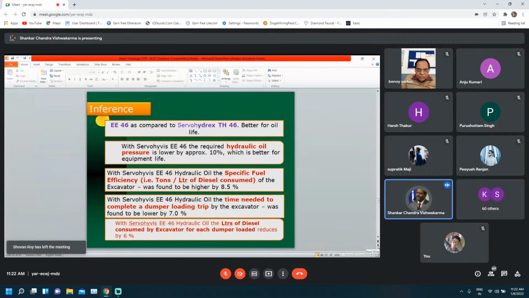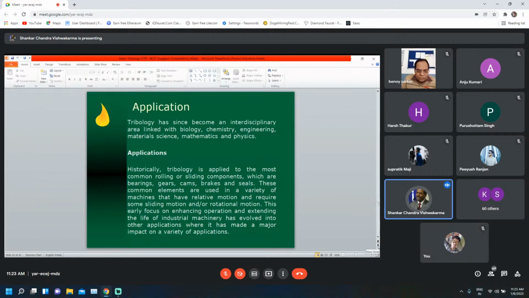There are many case studies which are required to be discussed, but because of the paucity of time, I'm not going into the detail. Now coming to the application of tribology, and this is very important for all of us, because tribology is applied to the most common rolling and sliding components, which are bearings, gears, cams, brakes, and seals. These common elements are used in a variety of machines. I showed you a lot of the machines there.